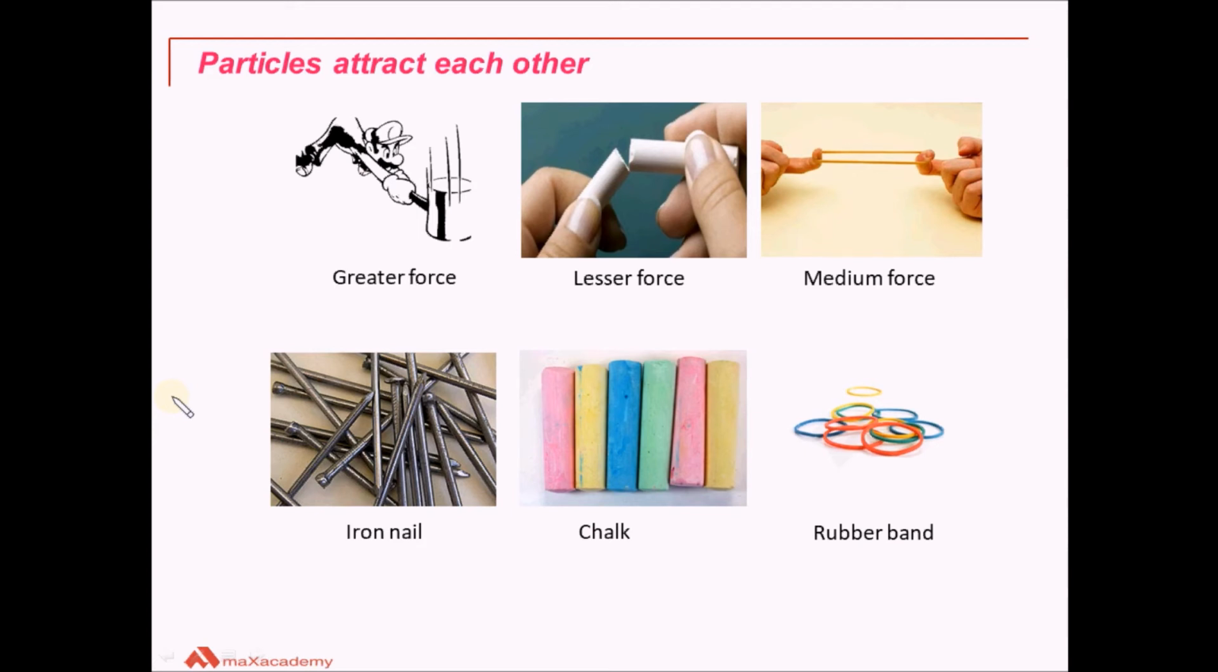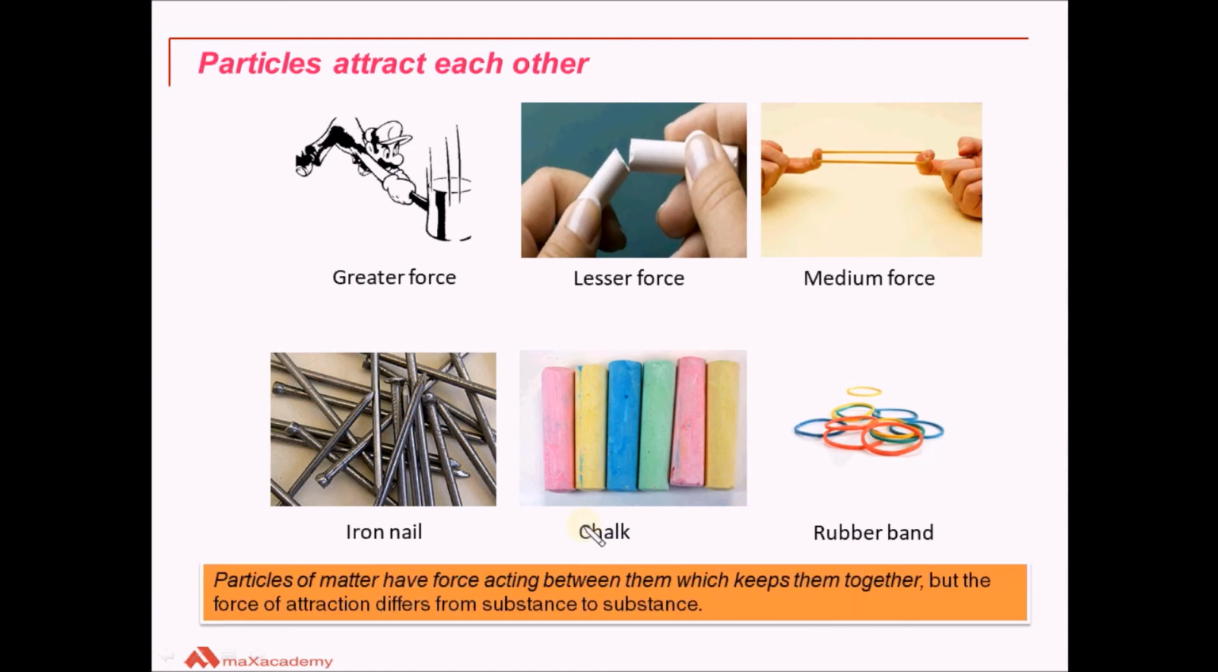Hence, this proves that the particles of iron are held with a stronger force of attraction than those of chalk and the rubber band. The chalk is held with a weaker force and the rubber band with a medium force. So the strength of the force differs from one matter to another. Here we conclude that particles of matter have a force acting between them which keeps them together, but the force of attraction differs from substance to substance.